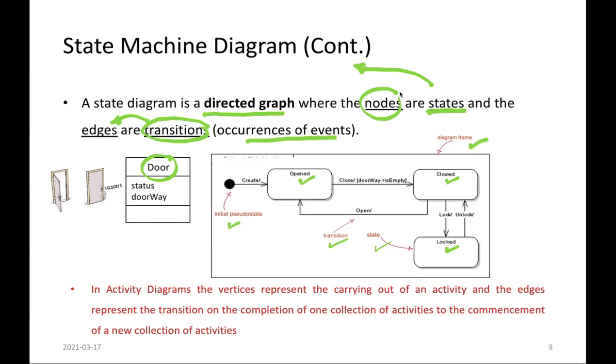Again, in comparison to activity diagrams, we can see that the vertices or nodes represent the carrying out of an activity, and the edges represent the transition on the completion of one collection of activities to a new collection of activities. On the other hand, for state machine diagrams, we are referring to entities and their transitions from one state to different states, specifically for one entity at a time.